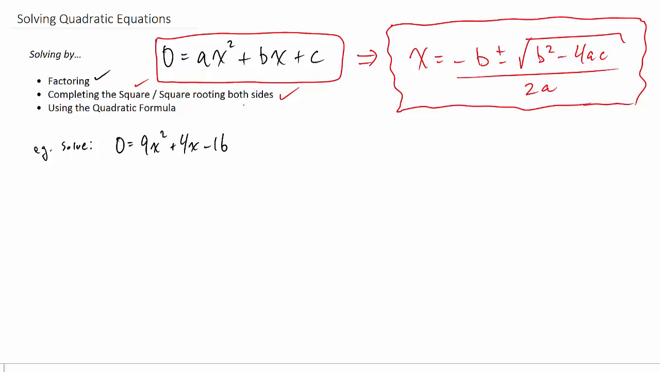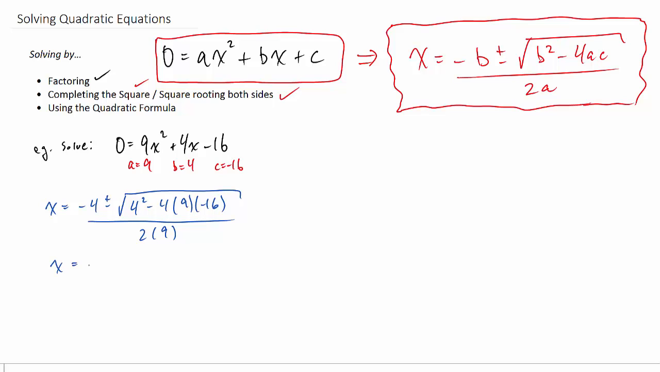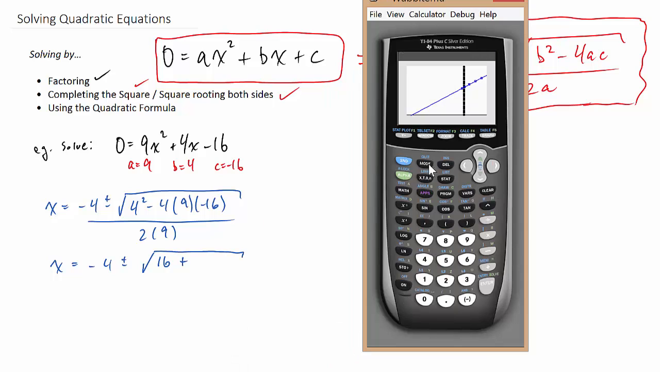So we'll have 9x squared plus 4x minus 16. It's equal to 0 already. So we just have to identify a, b, and c, and now we will plug them into the quadratic formula. And again, we can see we're minusing a negative number, so that's going to turn into 16 plus some number. We'll figure out whatever 4 times 9 times 16 is.